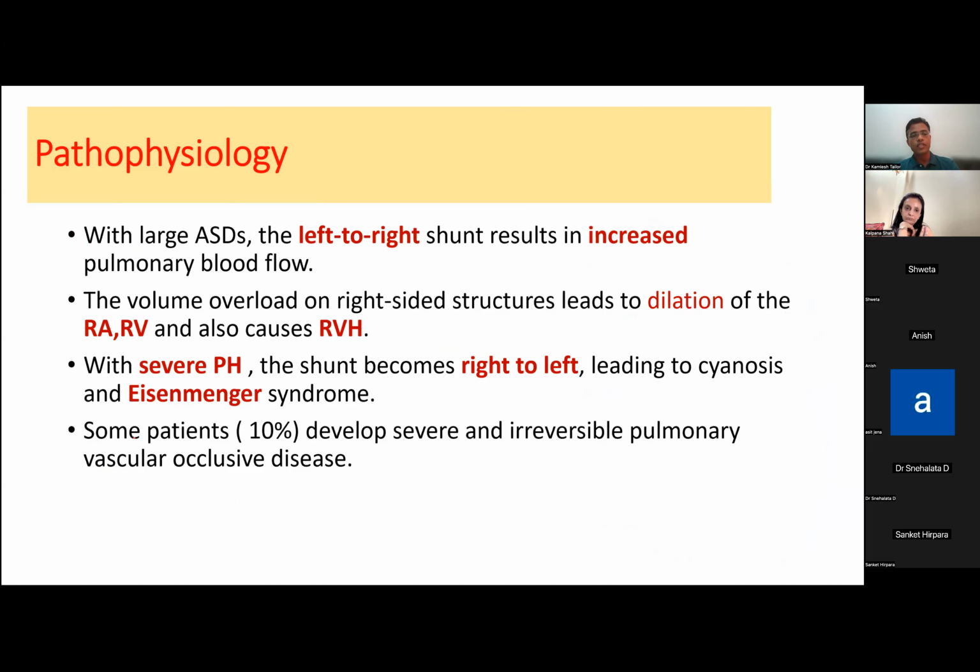So this is what we already described. There will be volume overload of the RA and RV, and gradually the volume overload is transmitted to the pulmonary vessels also, and there will be severe pulmonary hypertension developing because of the high pulmonary blood flow going from LA, RA, RV to the pulmonary circuit. Later on, rarely, an adult ASD patient can also develop Eisenmenger syndrome, where pulmonary vascular resistance becomes so high that deoxygenated RA blood mixes to the left side of the chamber. The reversal of shunt happens, and that is called Eisenmenger syndrome.